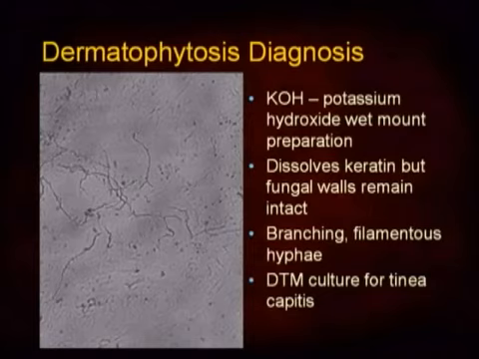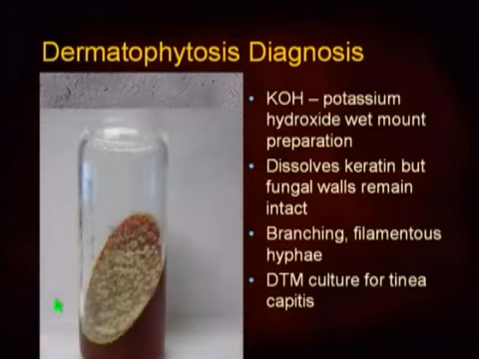You can heat it up to speed up the processing, or if you have time, you can put it aside for a bit and then look at it under the microscope. And in ideal circumstances, what you would see are these filamentous hyphae, these tiny, thin hyphae that are branching. And if you want to make a diagnosis of tinea capitis, you have to do a culture because you may not be able to get a positive KOH from any part of the patient's scalp.